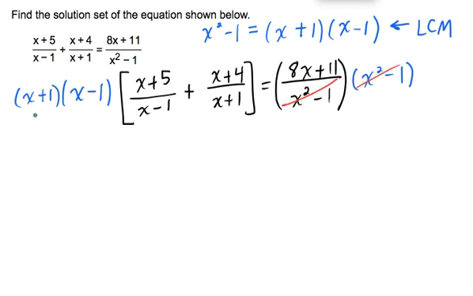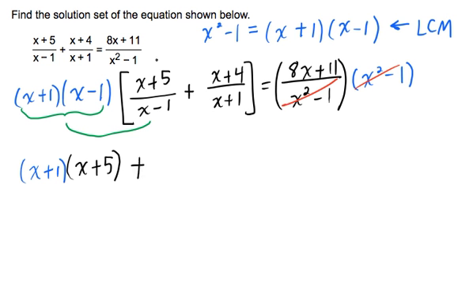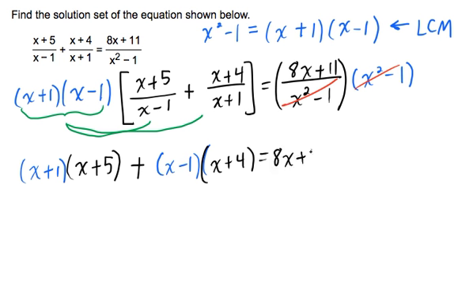Over here on the right, when we distribute over the plus, we're going to do this times this fraction. So when we do that, this x minus 1 cancels with that x minus 1, so we're only left with this x plus 1 times this numerator x plus 5, and plus, we'll distribute it over the next fraction. Here that x plus 1 cancels with this x plus 1, so we're left with this x minus 1 times that numerator right there, x plus 4 equals 8x plus 11.